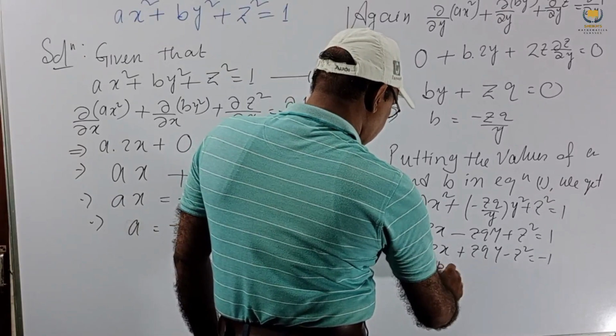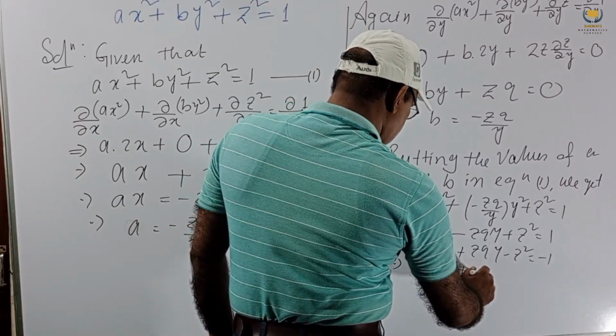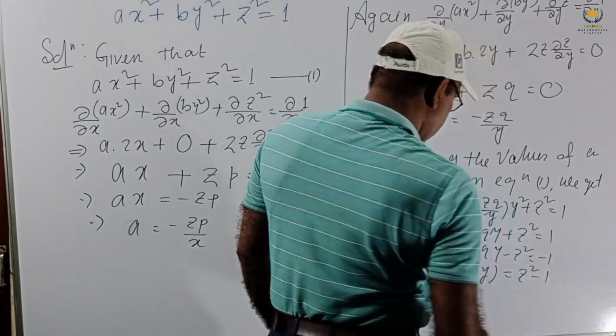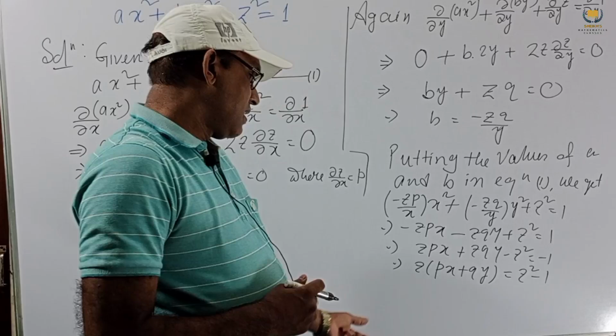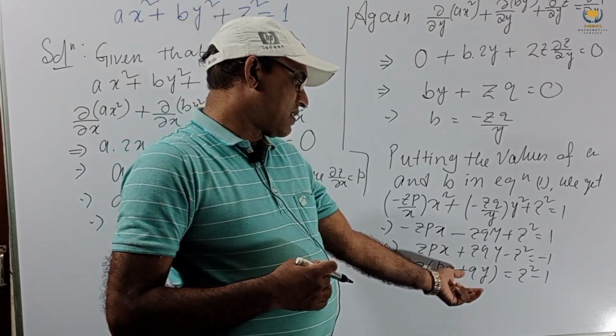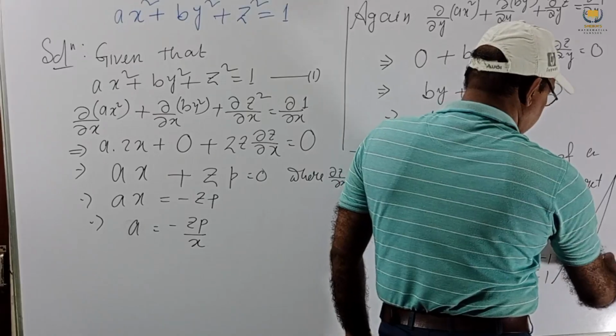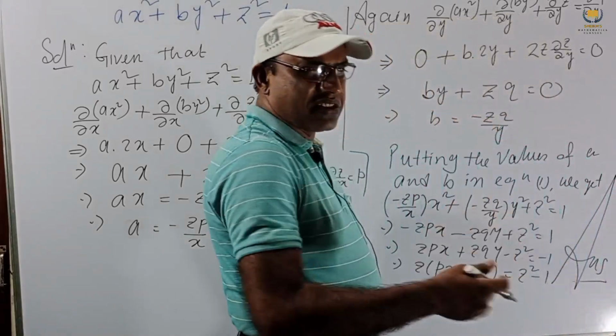From these two, taking z common, we get px plus qy equal to z square minus 1. This z square taking to the right-hand side, z into px plus qy equal to z square minus 1, and this is our final answer. Very easy solution, just simple differentiation.